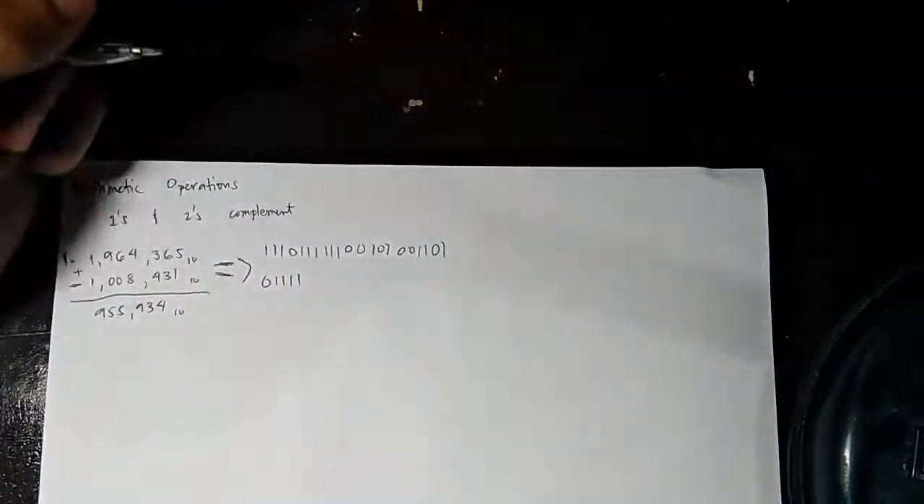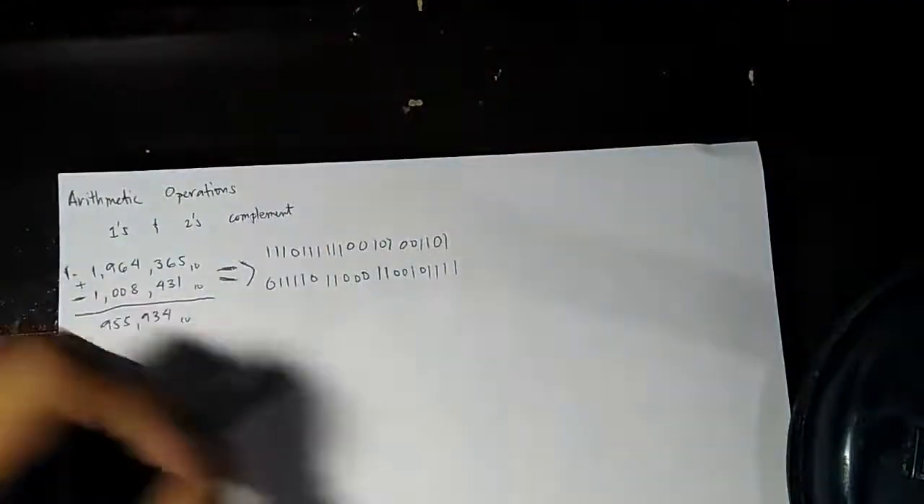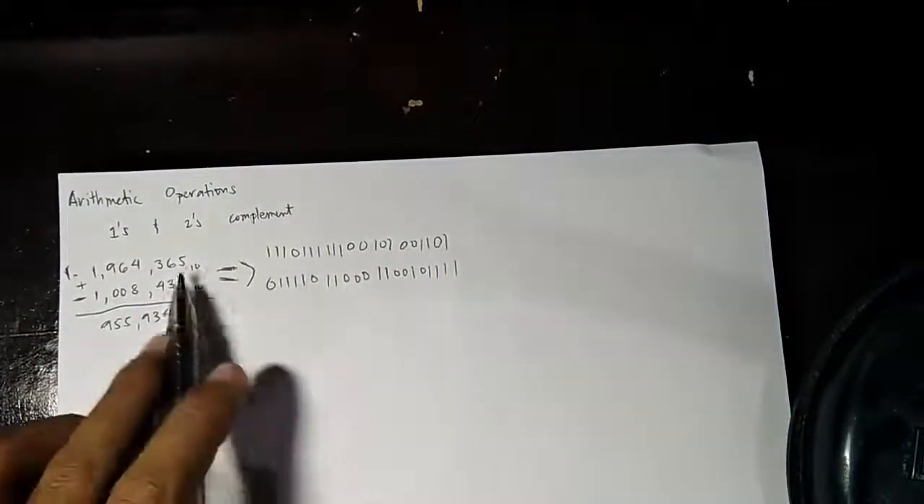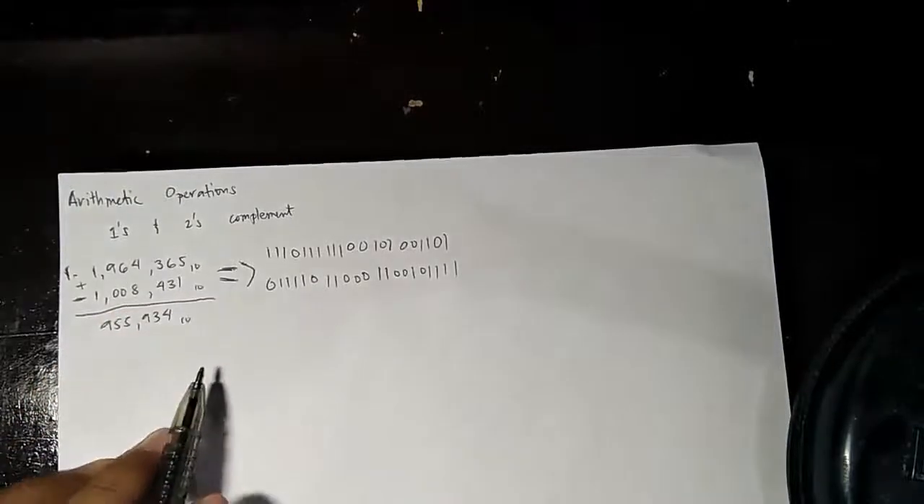And the second binary is 01111 011 000 1100101111. So these are the binary equivalents of these numbers respectively.